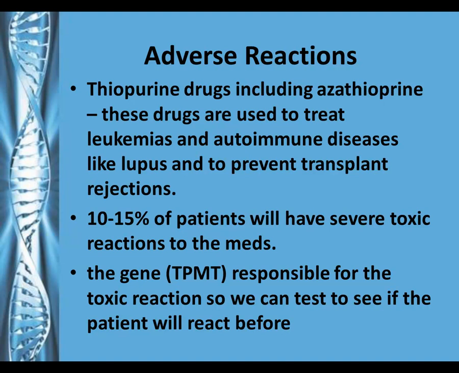So then briefly we'll talk about adverse reactions. Thiopurine drugs, which are used to treat some leukemias and autoimmune diseases like lupus and prevent transplant reactions. 10 to 15% of patients who receive these types of drugs will have a severe toxic reaction to the meds. There is a gene called the TPMP gene, which is responsible for this toxic reaction. So it is recommended, it is hoped that someday before these drugs are administered, that people will be tested to see how they will react before the drug is administered.